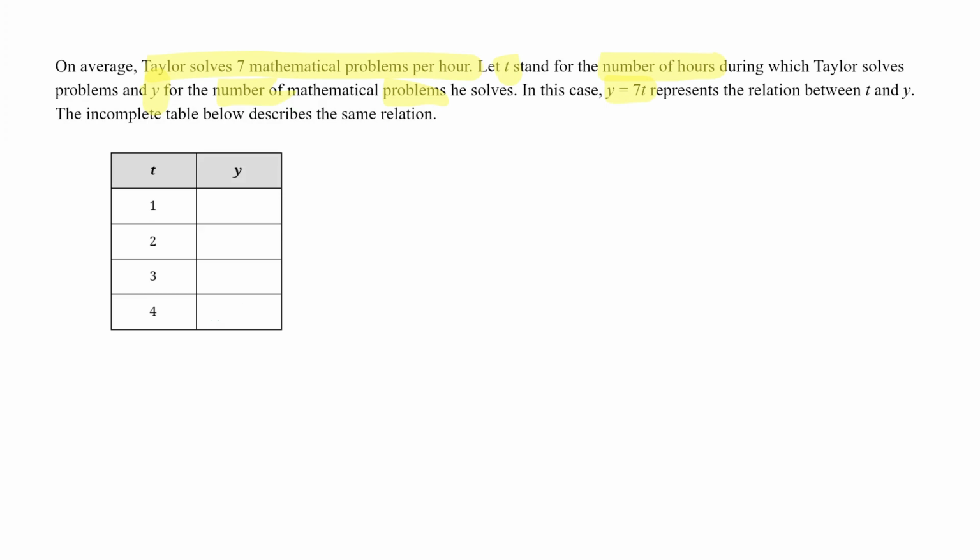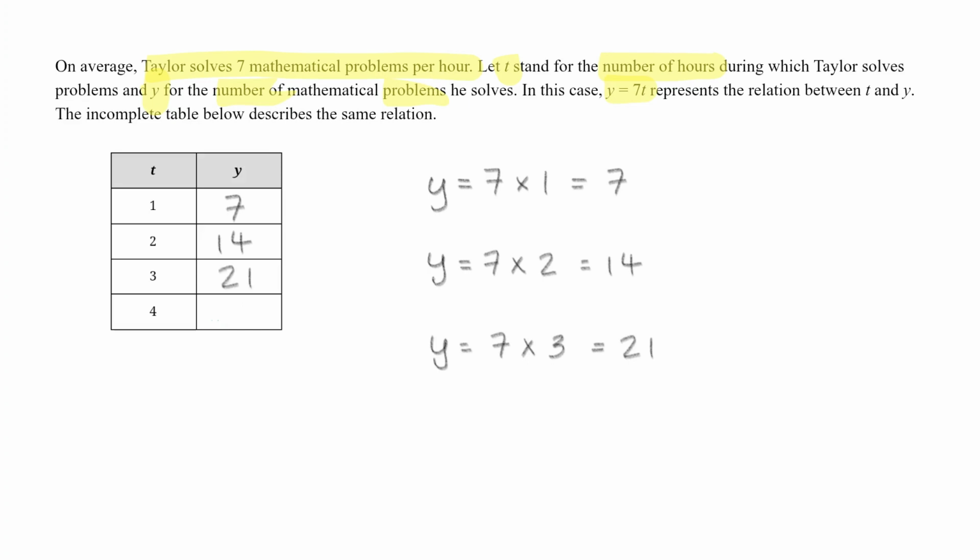To fill in the table given, we just plug each number from the time column into y equals 7t. So, y equals 7 times 1 is equal to 7. Y equals 7 times 2 is equal to 14. Y equals 7 times 3 is equal to 21. And y equals 7 times 4 is equal to 28.